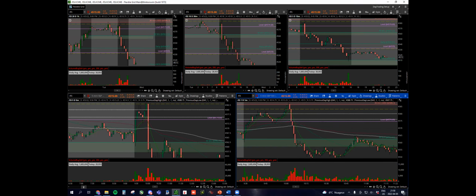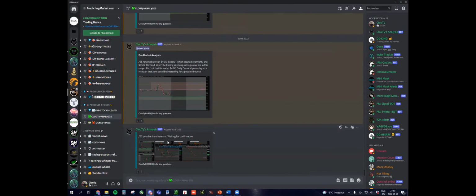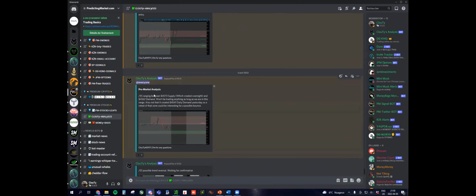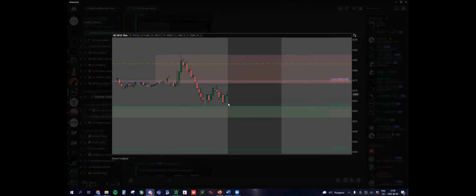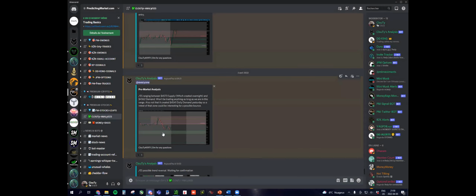I post on my bot actually, the bot I had in the server here. Right here. So let's say this morning I said pre-market analysis, ES ranging between supply. When I say ranging, this is what I was talking about earlier when I talked about a balanced market. So right here we had the balanced market. We were waiting for that test here, which happened, and then we had the bounce. So you can read this here, and this is futures. This is the ES chart.